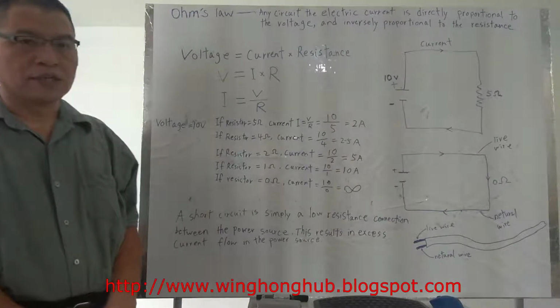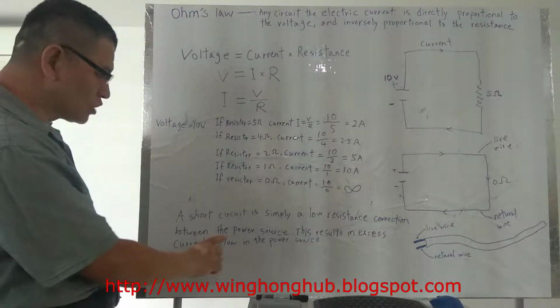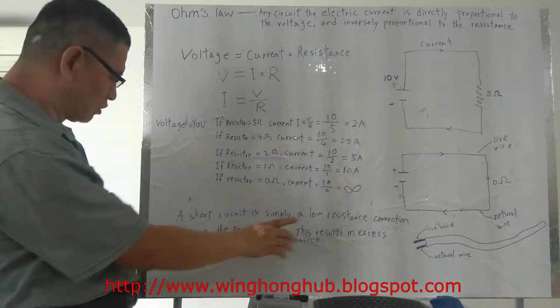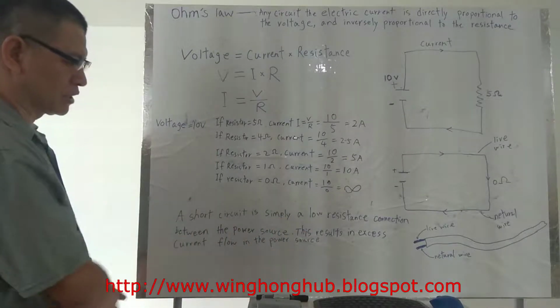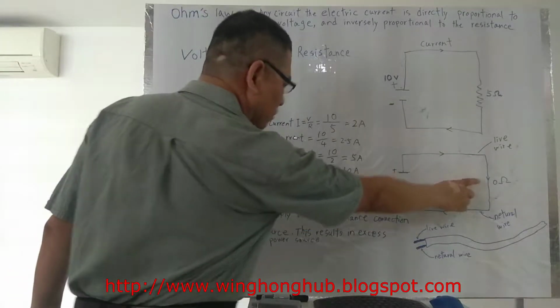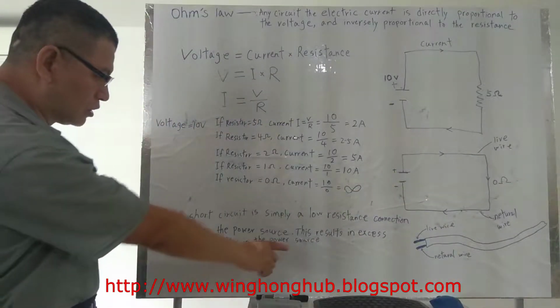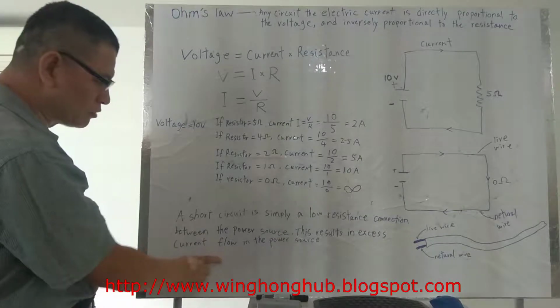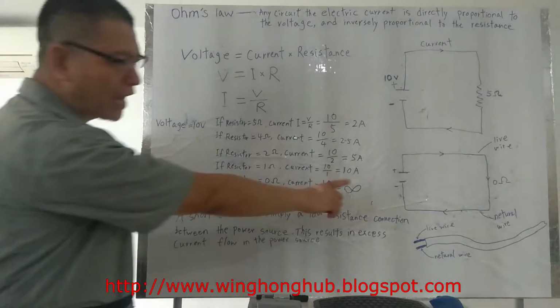What is short circuit? For the definition, short circuit is simply a low resistance connection across the power source. That means the resistance is very low. This results in excess current flowing from the power source. It will cause very high current.